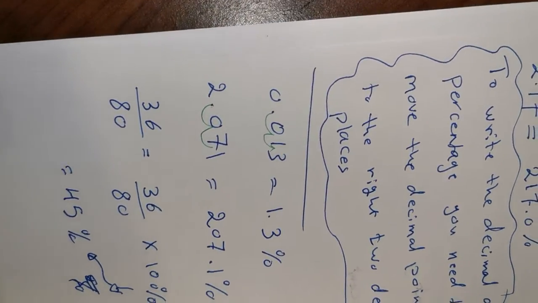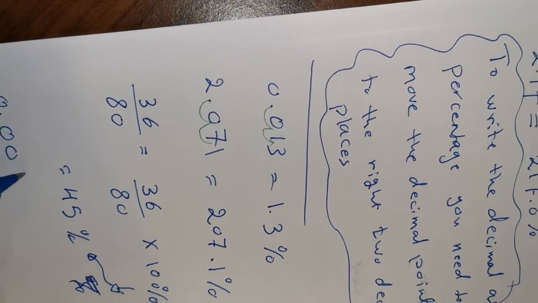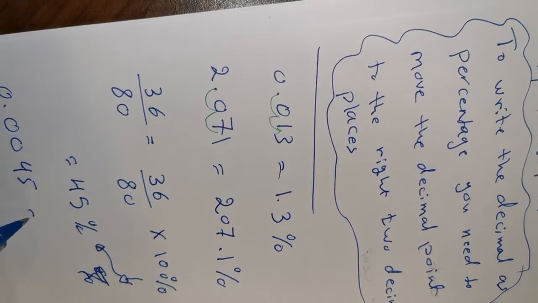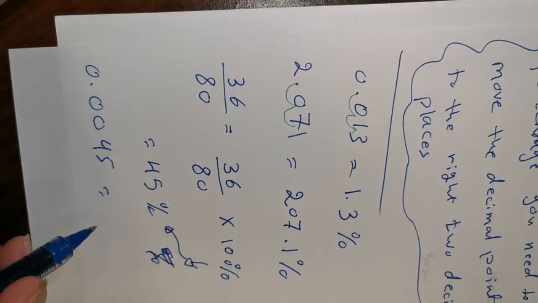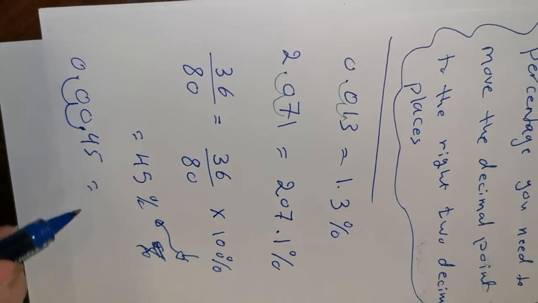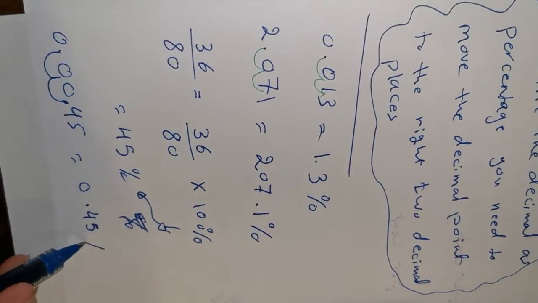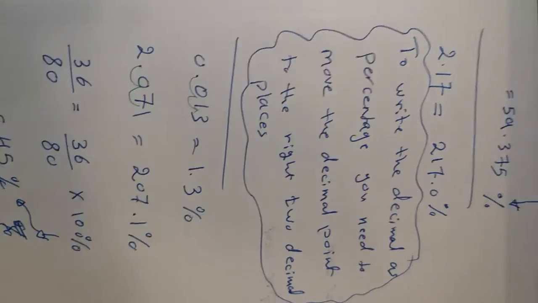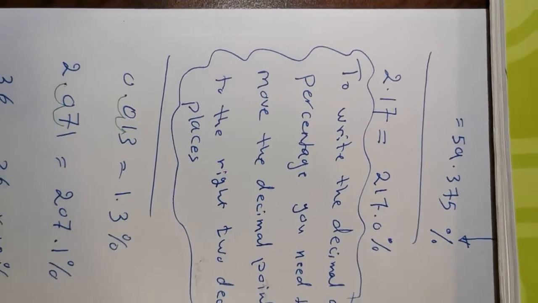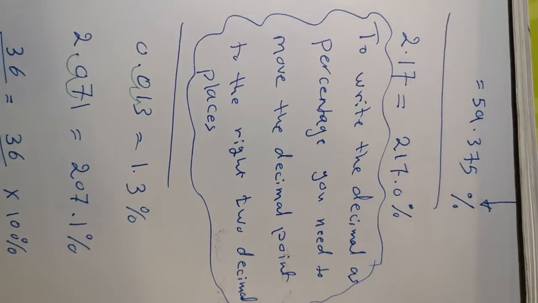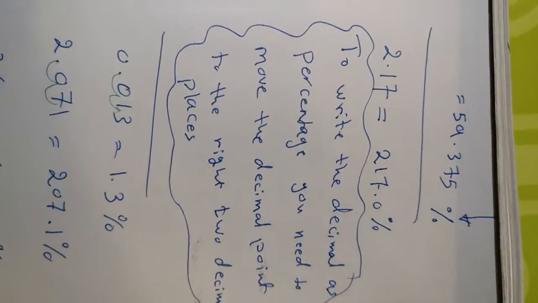What about 0.0045 as a percentage? It will be 0.45%. So now you can write the fraction or the decimal number as a percentage by using your calculator.